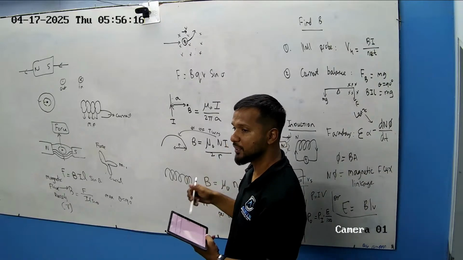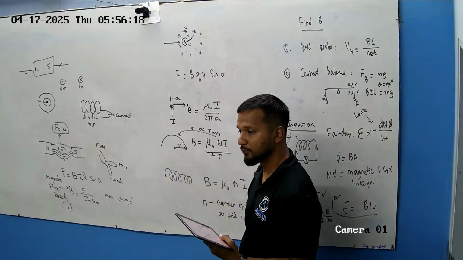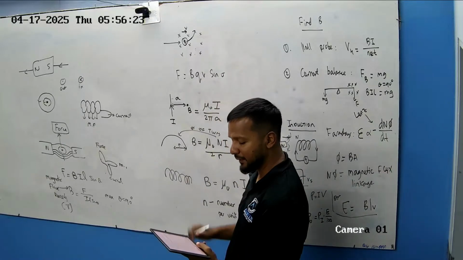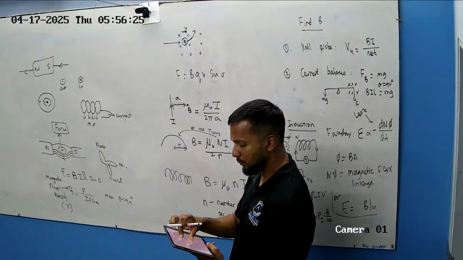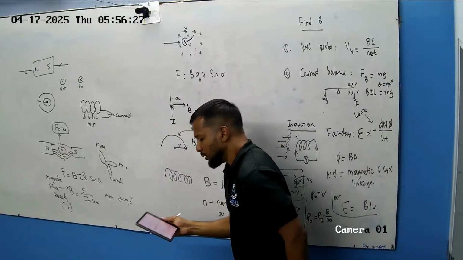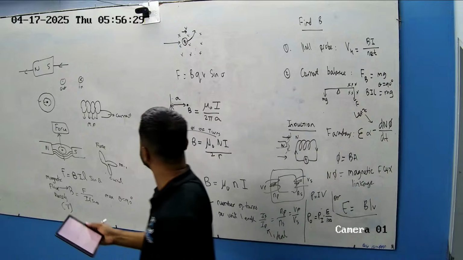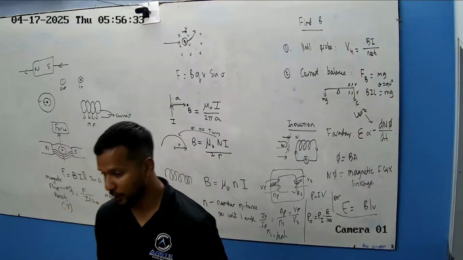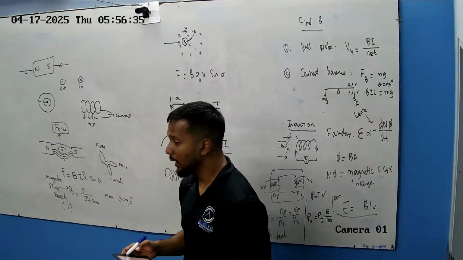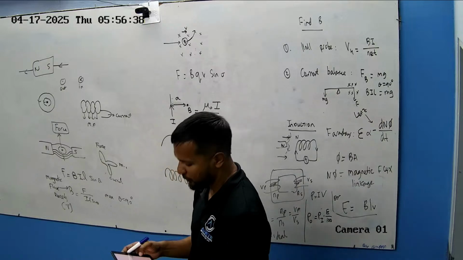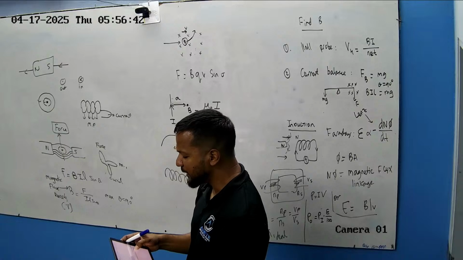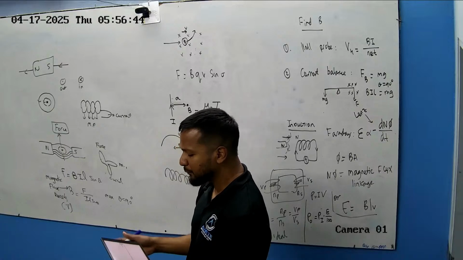So part 1 is determine the expression for the magnitude of the force. What will that be? F is equal to what? BQV sine theta. Part 2, the electron will travel in a circular path. Determine an expression for the radius.